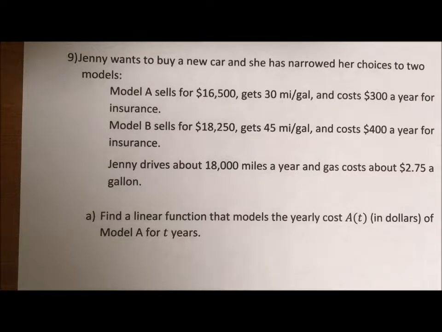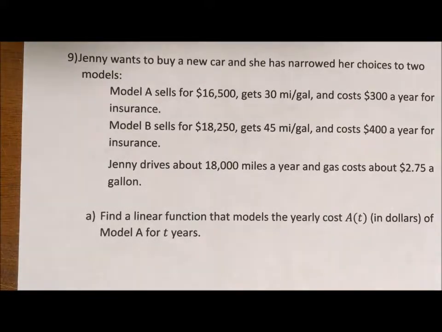For this example, this is a pretty rich example. It's talking about buying a new car, and it doesn't mean it's a new car, it could be a used car, but it's talking about a new car for Jenny. Model A sells for $16,500, it gets 30 miles to the gallon, and it costs $300 a year for insurance. Model B has its own specs. And then we find out that Jenny drives about 18,000 miles a year and gas is about $2.75 a gallon. Jenny wants to figure out which car to buy.